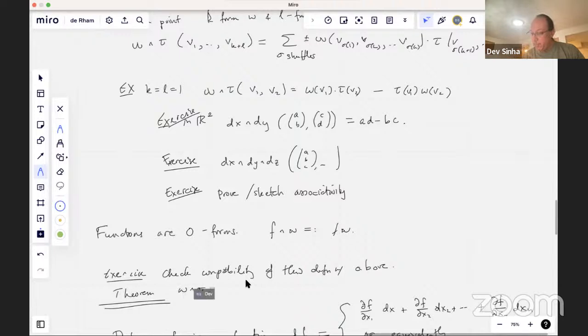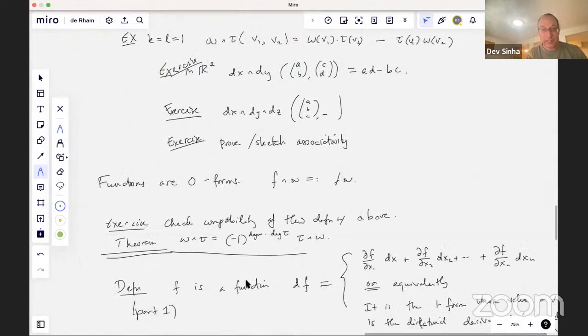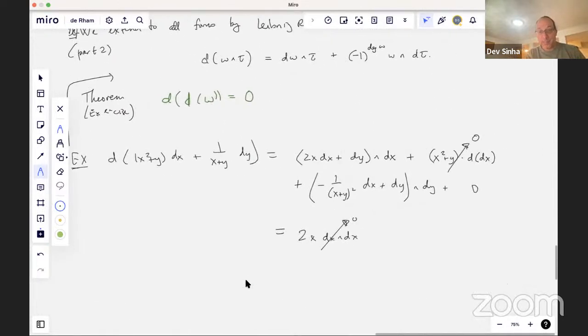Omega wedge tau equals (minus 1) to the degree of omega times the degree of tau, tau wedge omega. So if I've got two odd forms, they anti-commute. Two even forms will commute. But dx is an odd form, and so dx wedge dx will be minus dx wedge dx, and so that's 0.